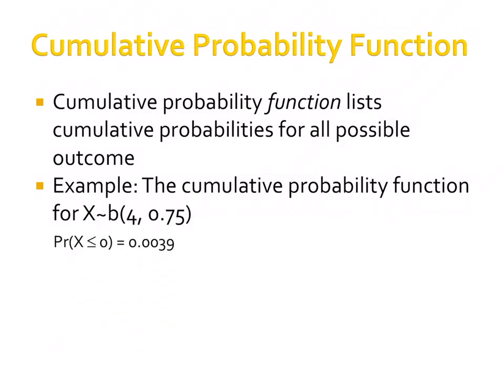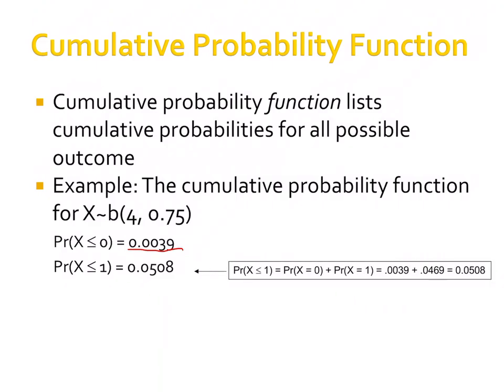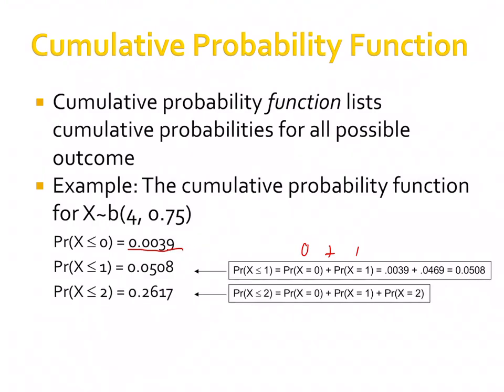So here it is. Our probability of x less than or equal to 0, remember we calculated that at 0.0039. And then the probability of 1, we didn't calculate it out, but the math was shown in previous slides, is 0.0469. And the cumulative probability of 1 or less would be the probability of 0 plus 1, which is we take our 0.0039 plus 0.0469, which is equal to 0.0508. So these are the cumulative probabilities.